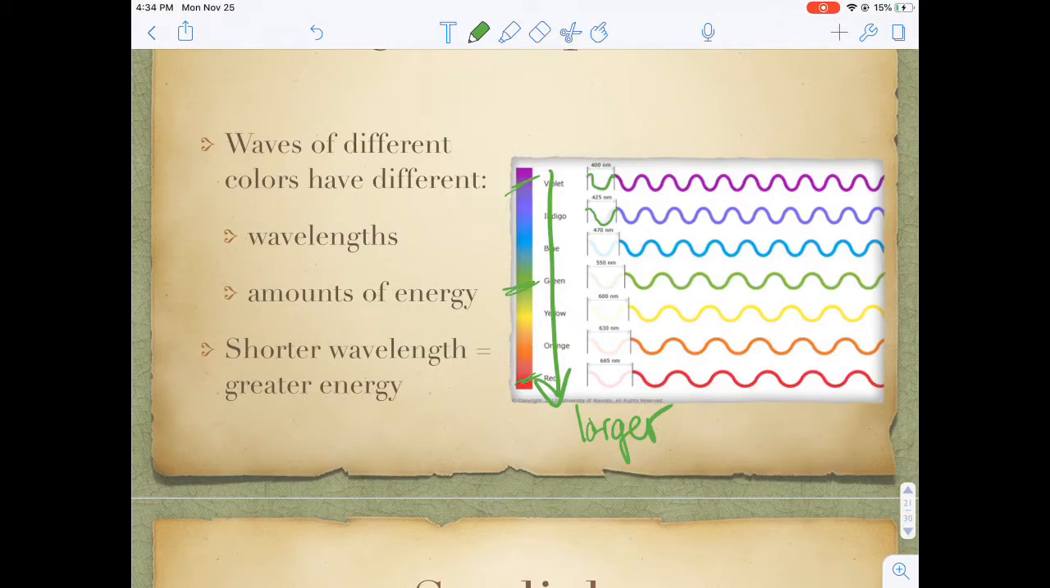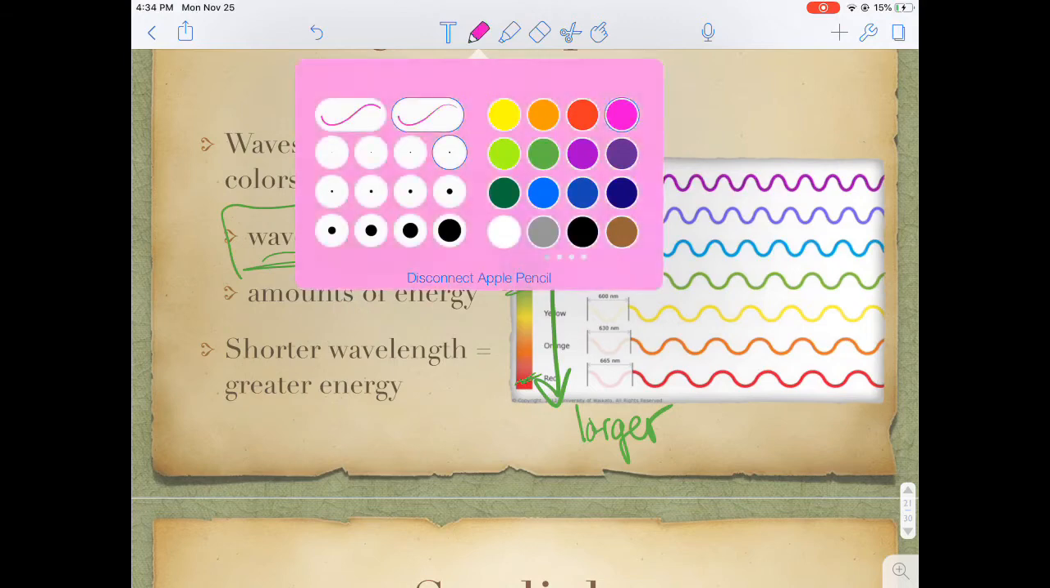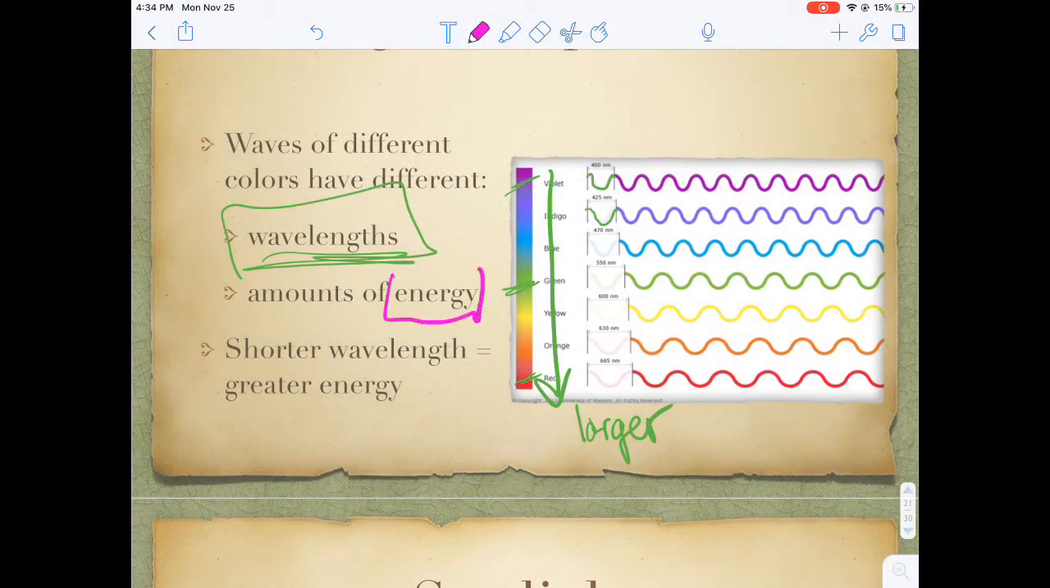Because of the different sizes of the wavelengths, they also have different amounts of energy. So in terms of size, we've got larger as we go down towards red. We'll make wavelengths be green. But if we're talking about energy, let's use a bright color like pink. All right, so for the amount of energy, the shorter the wavelength, the greater the energy.